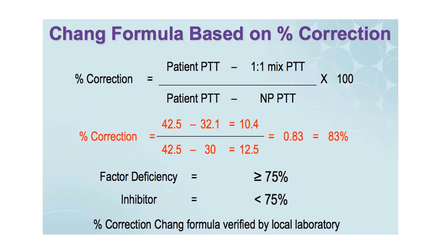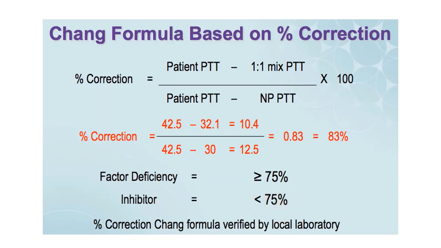There are certain formulas like the Chang formula which is used to determine correction. The percentage correction is calculated by the patient's APTT minus the 1:1 mix APTT, divided by the patient's APTT minus the normal pool plasma's APTT, times 100. For instance, they have given an example over here, and if the value comes more than 75%, then we consider factor deficiency, and if the value comes less than 75%, then we are suspecting inhibitors.